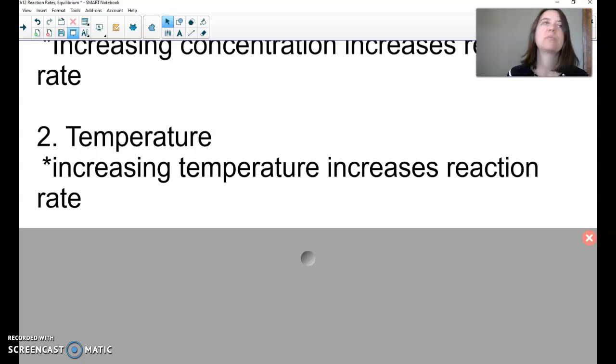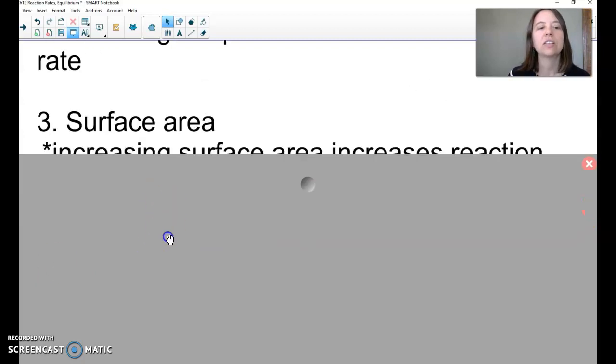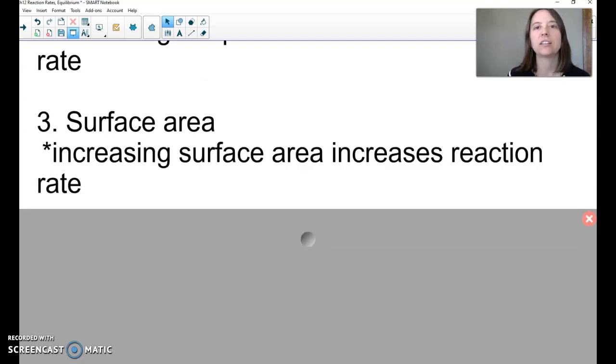If you remember when we did, if you were here freshman year when we did copper and we heated it to make it copper oxide, if we hadn't heated it, eventually some of it would have turned into copper oxide, but you'd probably be graduated by that time. And surface area. Increasing the surface area increases the reaction rate. And so a lot of times this is why we will cut things up or mash them into a powder so that there is more surface area for that chemical to react.